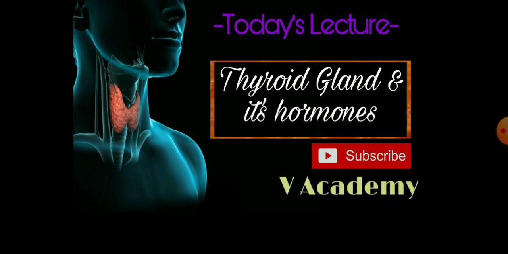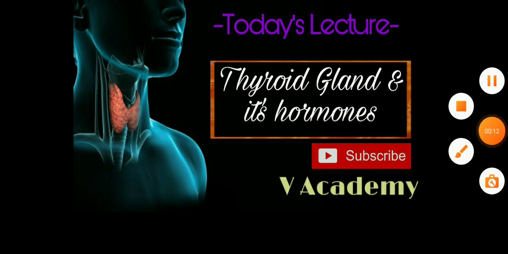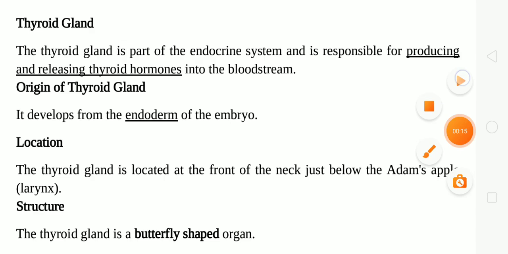Today's lecture is about the thyroid gland and its hormones. See guys, first let us know about the thyroid gland. The thyroid gland is part of the endocrine system and it is responsible for producing and releasing thyroid hormones into our circulatory system, and through our circulatory system the hormones will travel to the target organs. Clear? And let us know about the origination of the thyroid gland. That means from where the thyroid gland is originated.